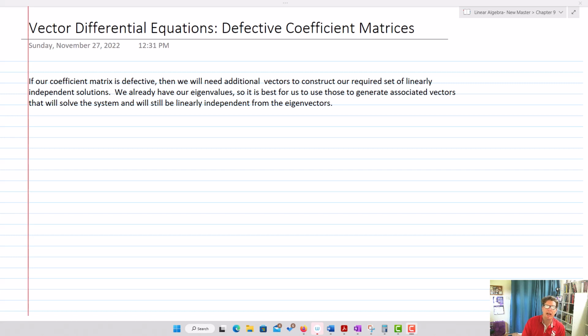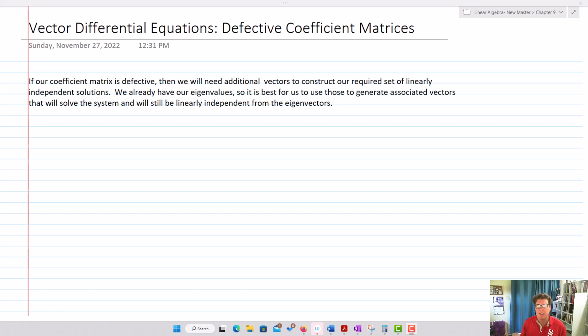So now what we're going to look at is vector differential equations, and what happens if instead of non-defective coefficient matrices, we have defective coefficient matrices. If our coefficient matrix happens to be defective, then we're going to need additional vectors to construct a required set of linearly independent solutions. We already have our eigenvectors, so it's best for us to use those to generate associated vectors that will solve the system and still be linearly independent from the eigenvectors. And so consequently, that's what we're going to do.